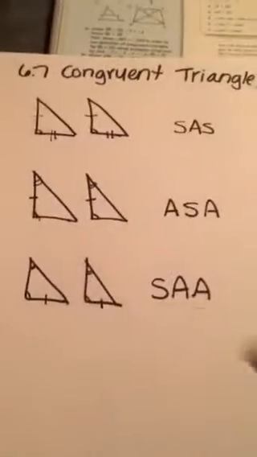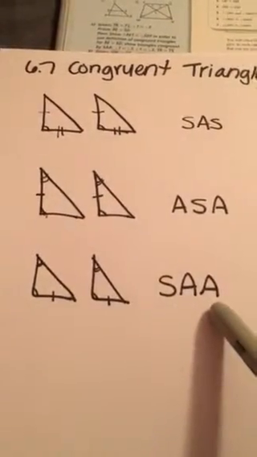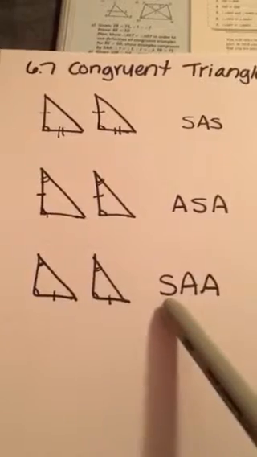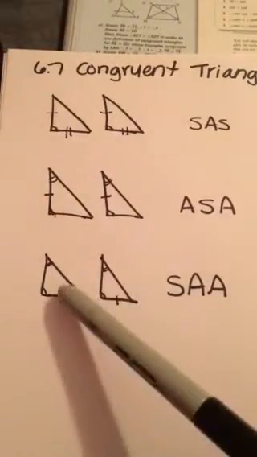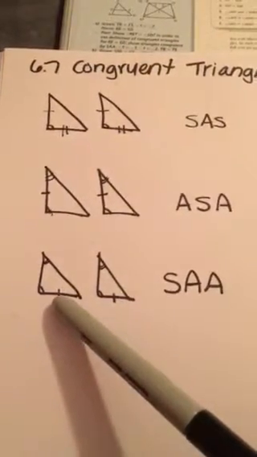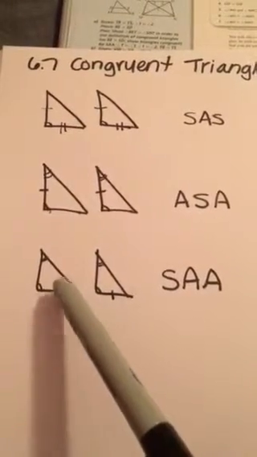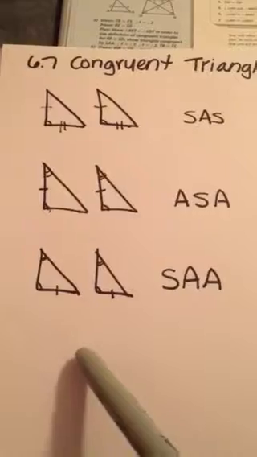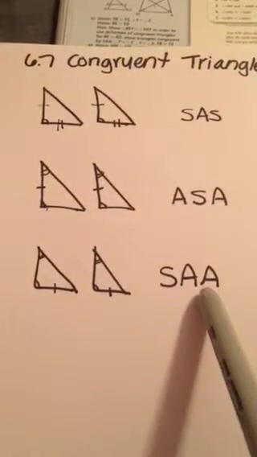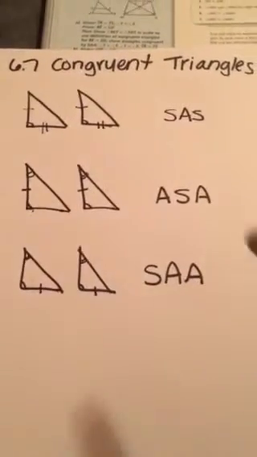This lesson we're going to be learning about side angle angle, and what that says is we have two angles and a side. And this time the side is not included. When it is included, it's angle side angle. When it's not included, it could be this one or it could be this one. We have side angle angle, and that also shows that we have congruent triangles.